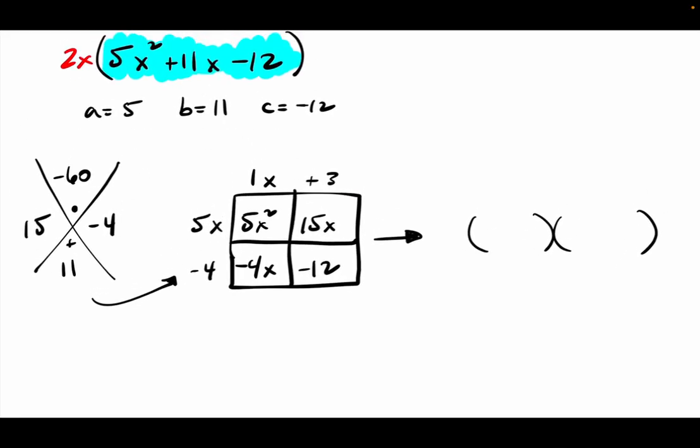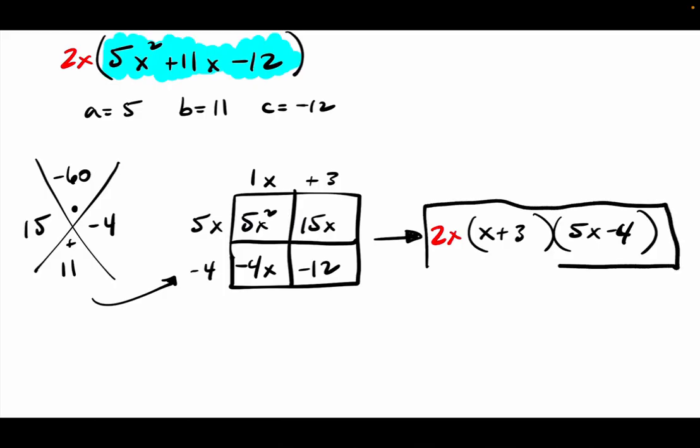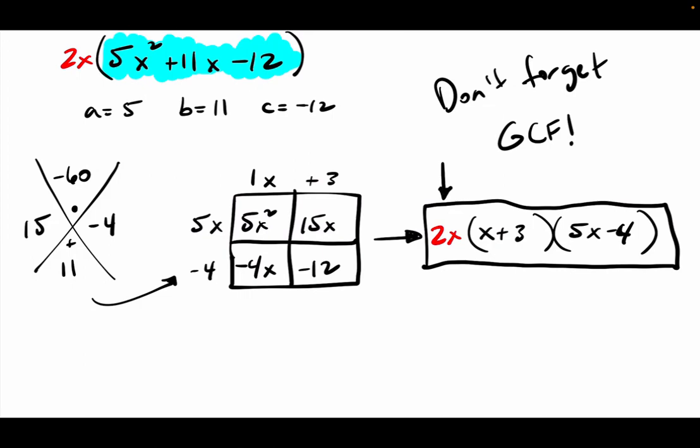Okay. GCF, don't forget about your GCF, is going to go in the front. And then I have a 1x plus 3 and a 5x minus 4. Like I said, order doesn't matter. As long as you have an x plus 3 in parentheses and a 5x minus 4, you can reverse that order. My last question is are any of these guys difference of squares? No. Nope. You're done. So don't forget GCF. That guy right there, don't forget to put him in front.